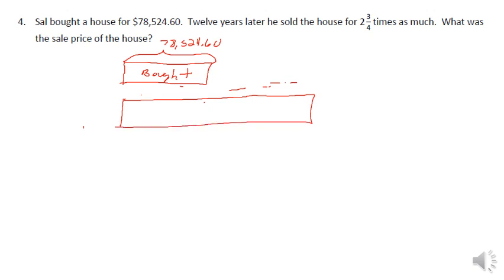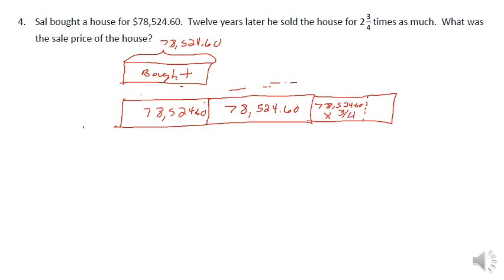So if you looked at a drawing, I would end up with 2 of them, which would be 78,524.60 and 78,524.60. And the third one wouldn't be a full one, but it's going to be 3/4 of it. So this would end up being 78,524.60 times 3/4, because it's 3/4 of that value.